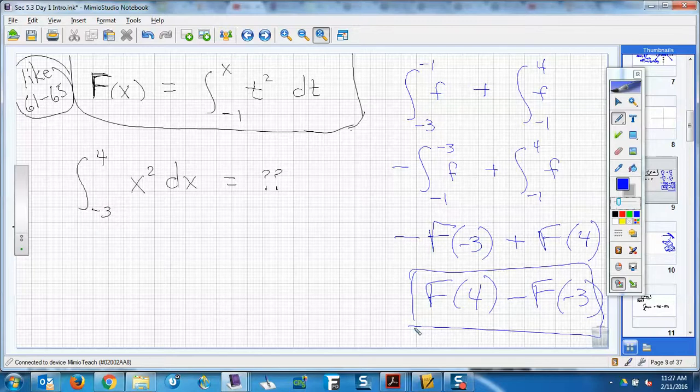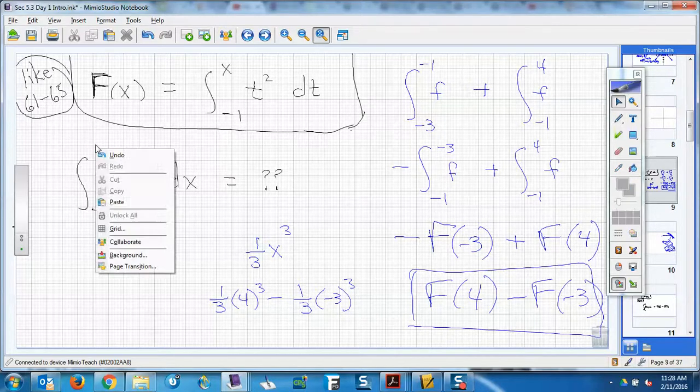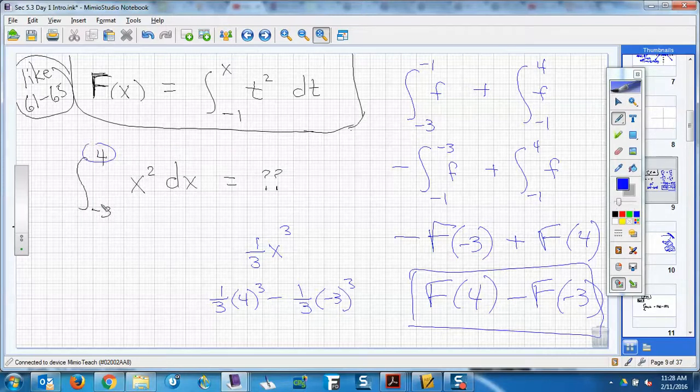So isn't this telling me that to be able to find this, all I really need to do is take the antiderivative of x squared, which is 1/3 x cubed, and then plug in a 4, and then plug in a negative 3, and subtract them? Isn't that what that's telling me? Now that I know that the area function is the antiderivative, notice the negative 1 ends up not having anything to do with it. It's just that number and that number.